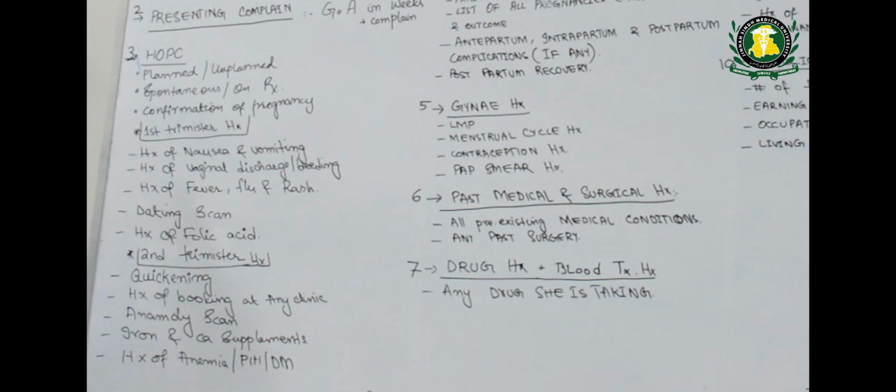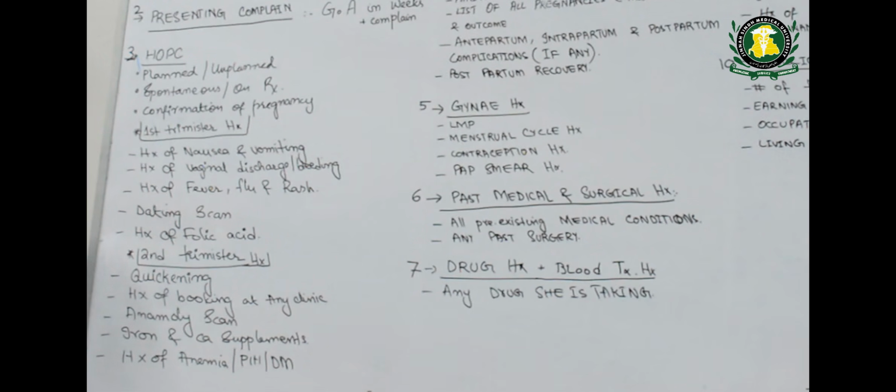In first trimester history, we will ask the patient about the history of nausea and vomiting, history of vaginal discharge and bleeding, and history of fever, flu and rash, and we will also inquire about the dating scan to calculate the appropriate date of the pregnancy. And we will also ask the patient whether she took folic acid during her first trimester or not.